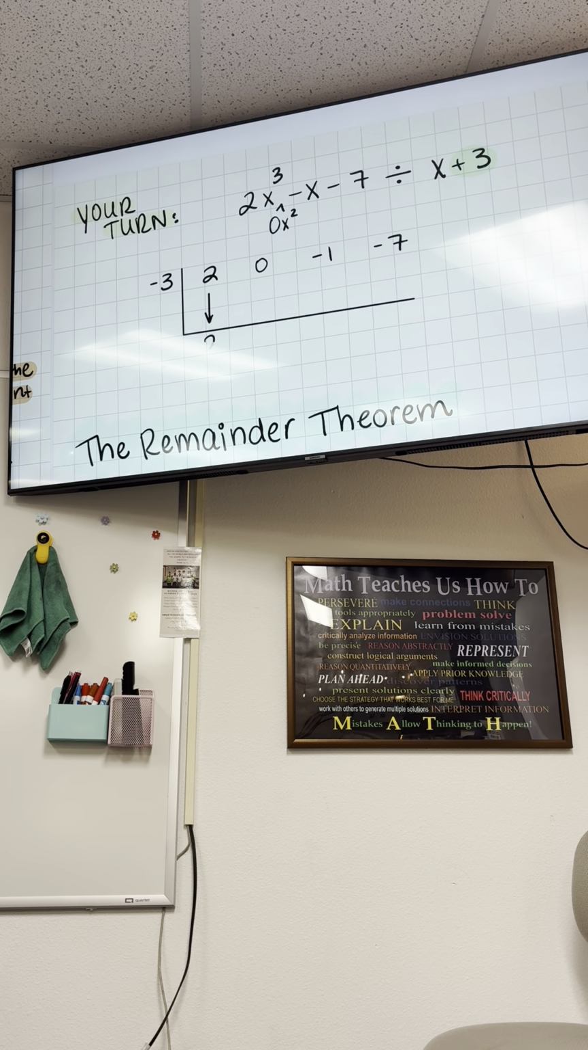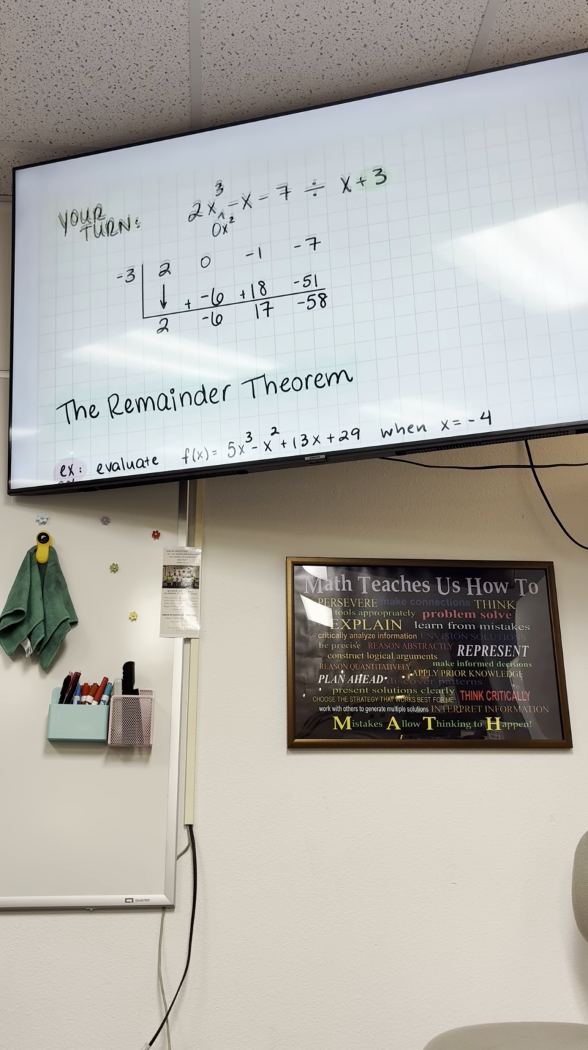Then the 2 gets pulled out and down. -3 times 2 is -6. That gets stacked with a 0. We add that column, and you get -6. Then -3 times -6 is a +18. Add those together to get 17. And then -3 times 17 is a -51. And so when you find that sum, you get -58.